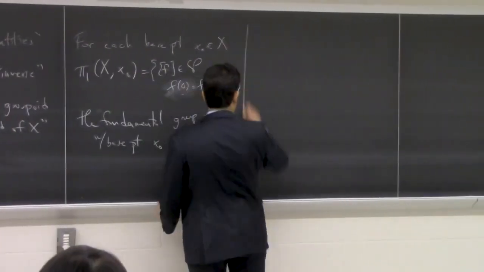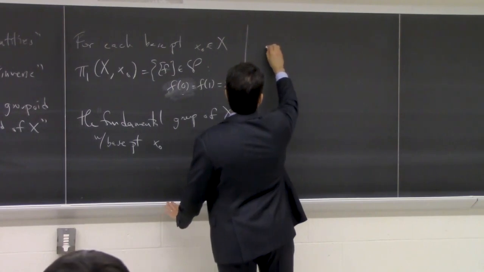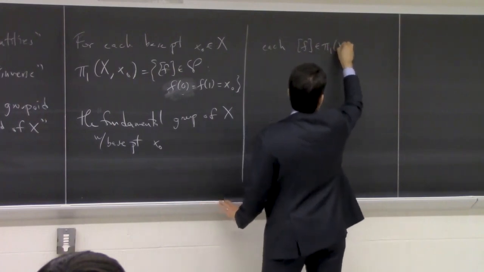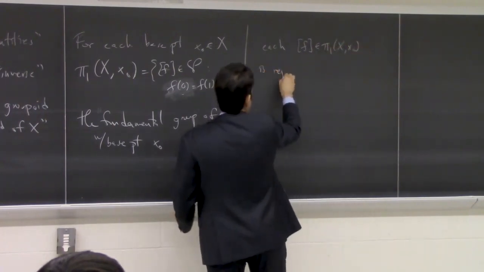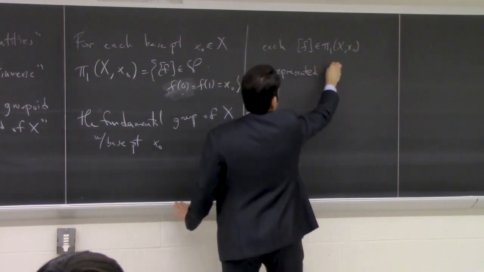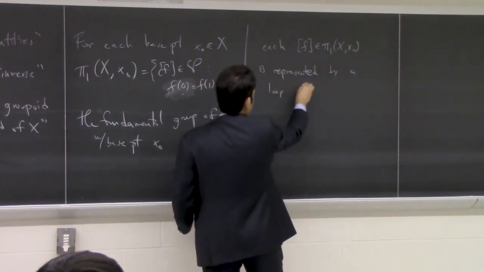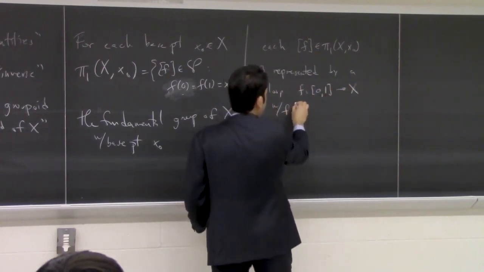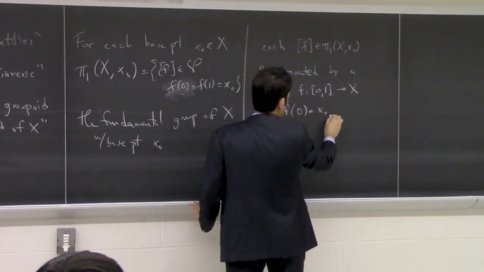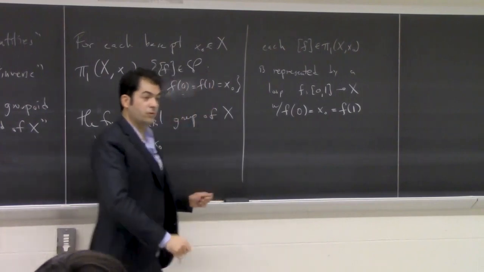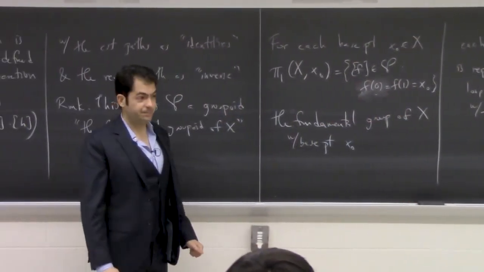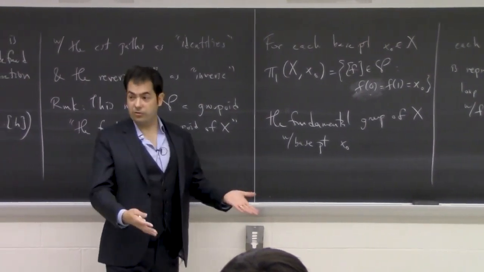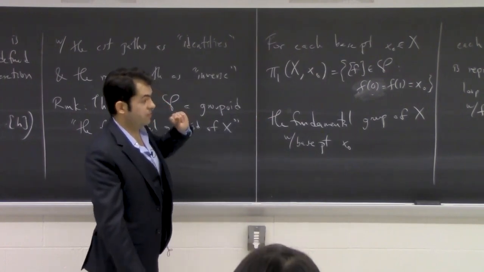Right, so just to emphasize, each class in here is represented by a loop, which we think of as being defined on the interval, but just having the endpoints fixed at a given point. Right? And different representatives are connected continuously, keeping this condition fixed.